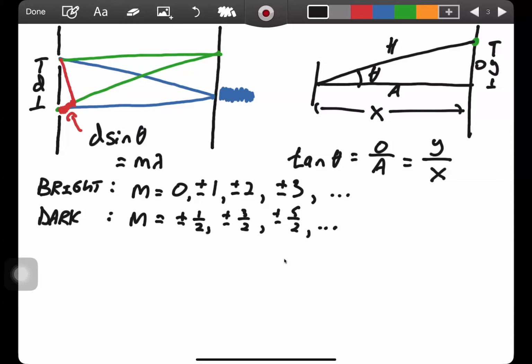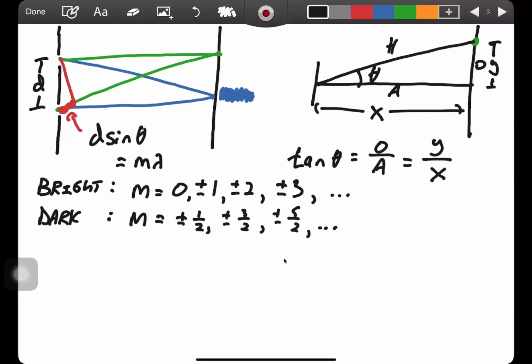And so when you think about the center of the screen, if you have light that goes through the slits and they are in the same phase when they go through the slits, then you're going to have a central maximum because it's equidistant path length that is traveled.